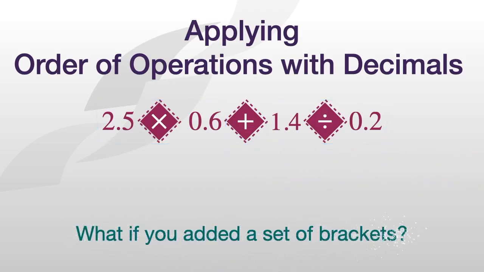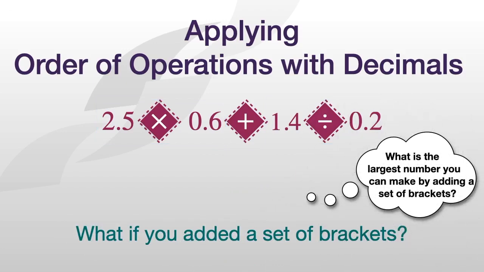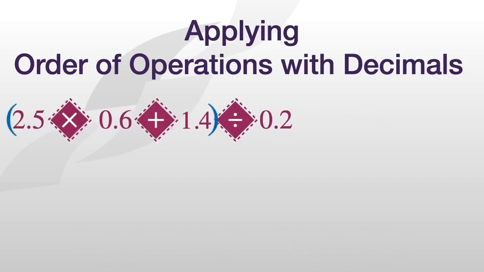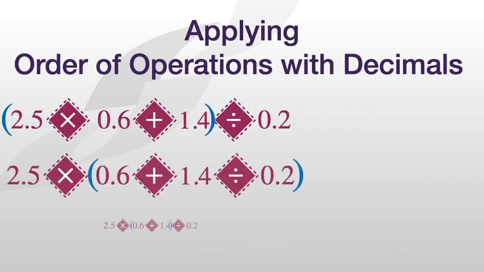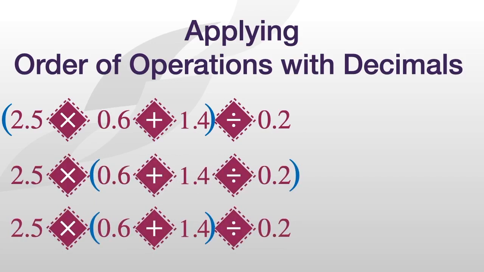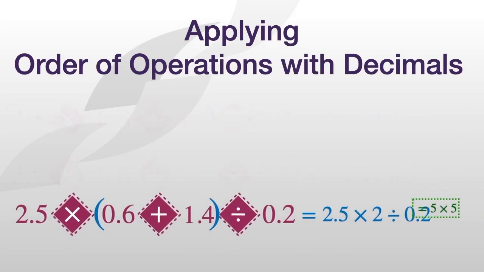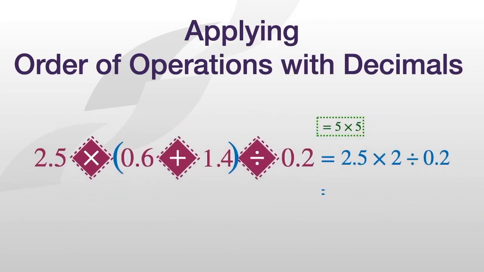Here's an interesting extension to this problem: what if we could add a set of brackets? Can you make a larger answer? Placing brackets here or here will not change our answer, since we already did those operations first, even without the brackets. So let's look at the 3 other possibilities and evaluate each. We can then think strategically in order to estimate. All of these involve multiplying by 5, so clearly it is the bottom one which is the answer. The answer is 25.